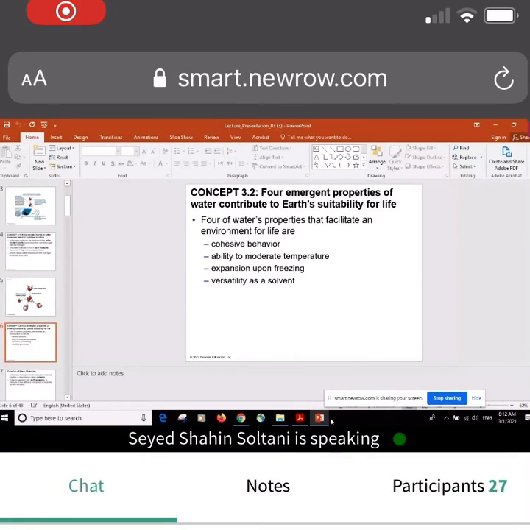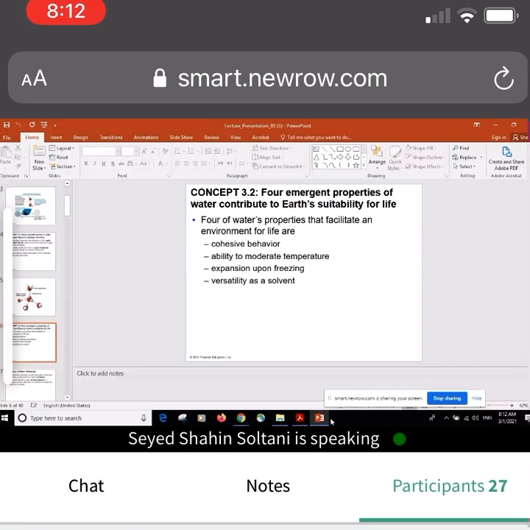Cohesive behavior means they can attach to each other and actually can control the temperature. If the environment temperature is hot, your body temperature will be 98 Fahrenheit. If the weather is cold, your body temperature will again be the same. It will not fluctuate based on the environment's temperature.